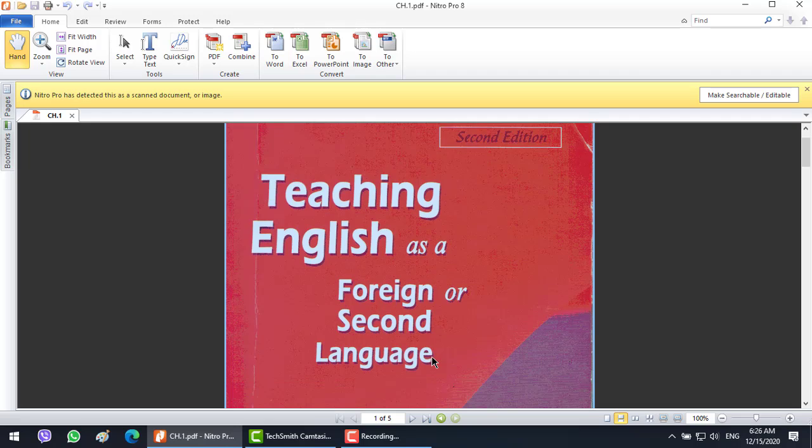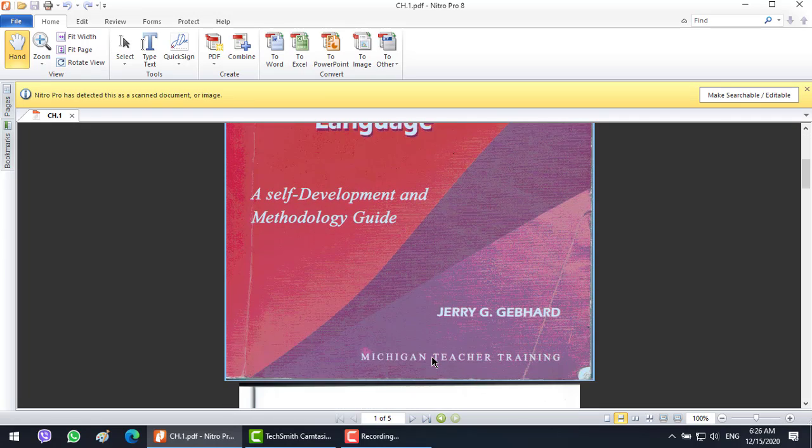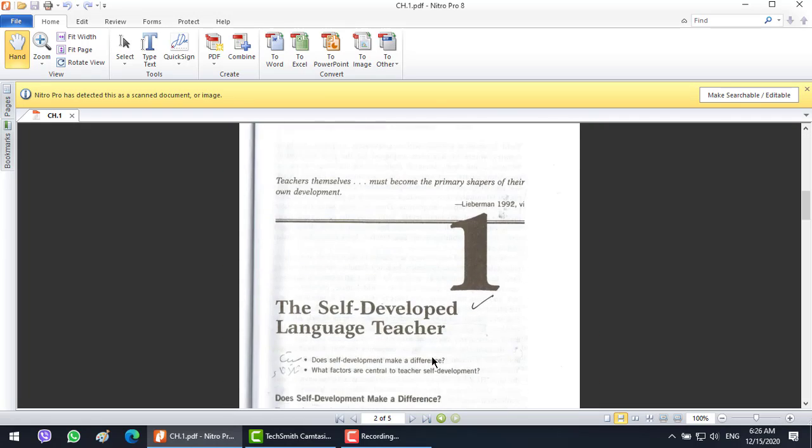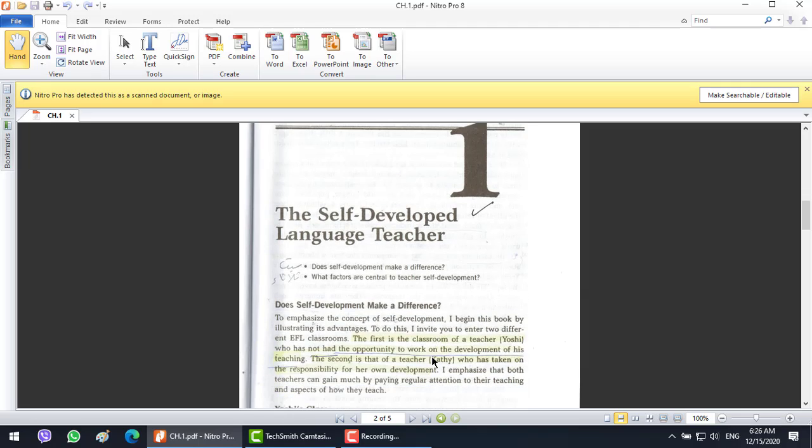We have the first chapter, dealing with the self-developed language teacher, dealing with two questions. Does self-development make a difference? What factors are central to teacher self-development? In order to answer these questions, we should read chapter number 1. We have the first question: does self-development make a difference?